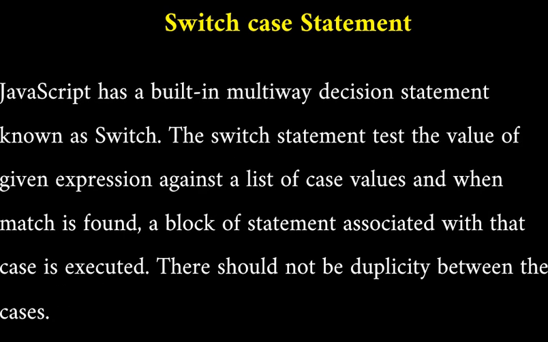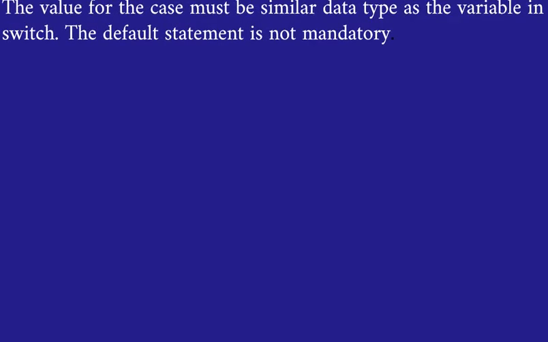Switch case statement. What is a switch case statement? JavaScript has a built-in multi-way decision statement known as switch. The switch statement takes the value of a given expression. Expression means condition. Then there is a list of case values, and when the condition is matched, that is, if the condition is found true, the block of statements associated with that case is executed and the result is displayed. There should not be duplicity between the cases, meaning duplicate values should not be there in the program. The value for the case must be of the same data type as the variable in the switch.